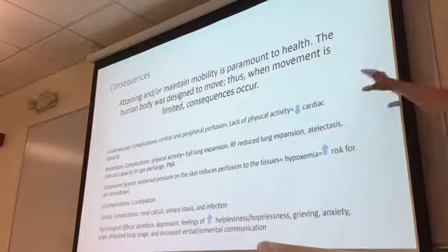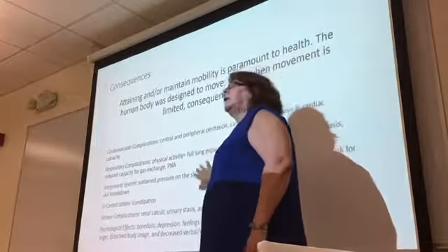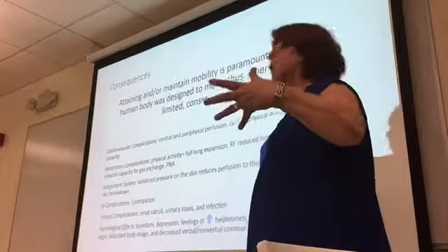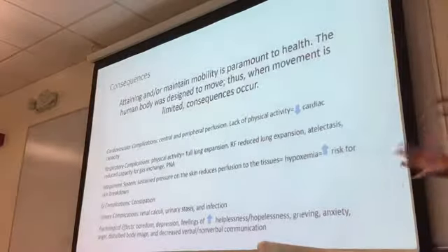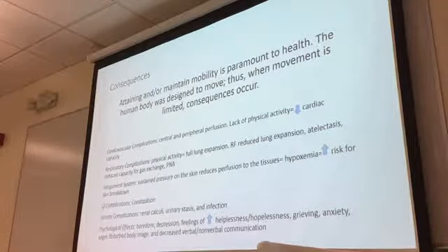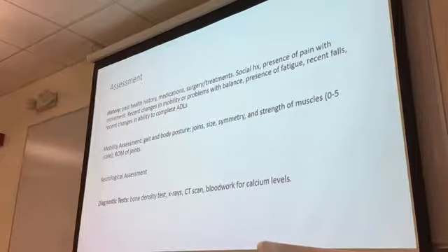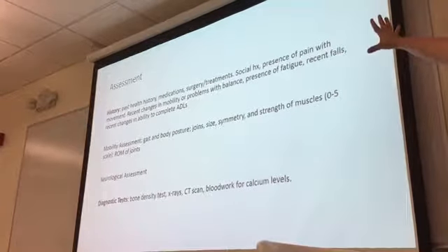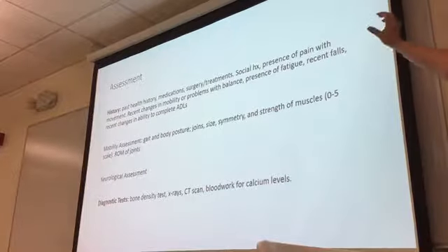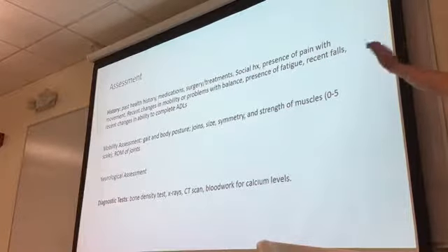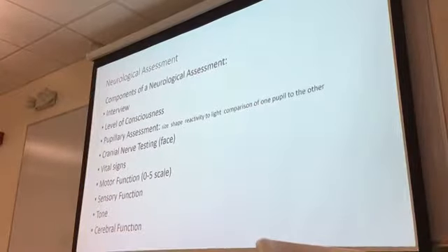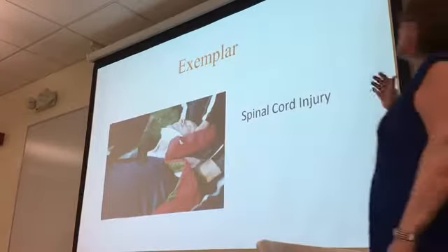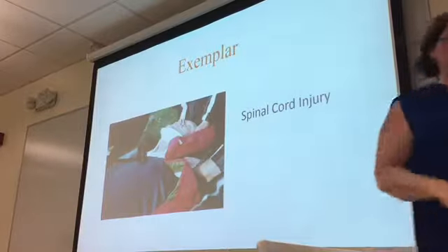And then really the consequence of having a condition like spinal cord where somebody is immobile, from respiratory to skin issues, bowel, bladder, psychological issues all occurring. So yes, the same slide as we had for multiple sclerosis, the health history, your assessment, especially neurological assessment that we would do. So, I didn't need to cover all that, so I really want to get right to the exemplar, spinal cord injury.